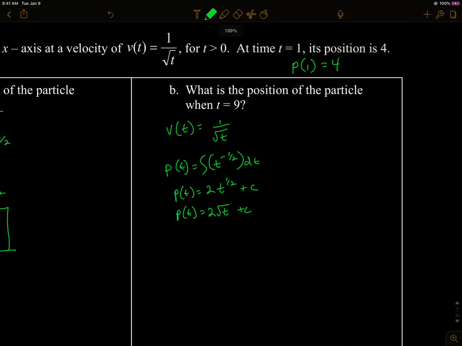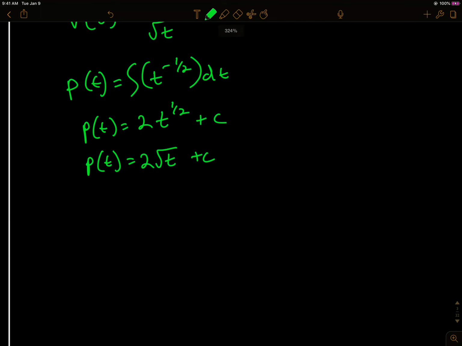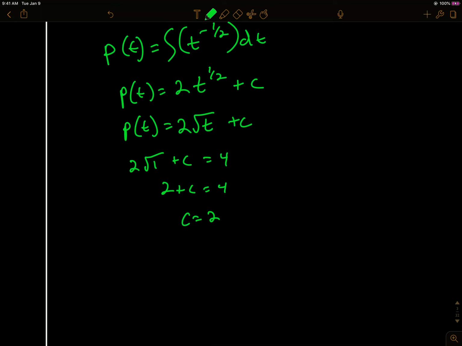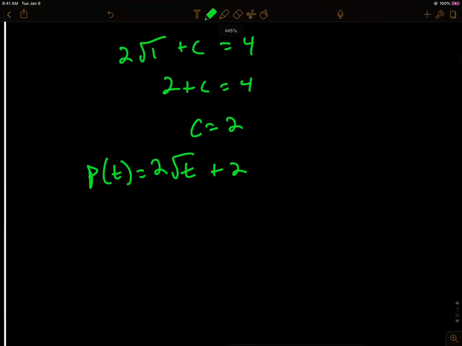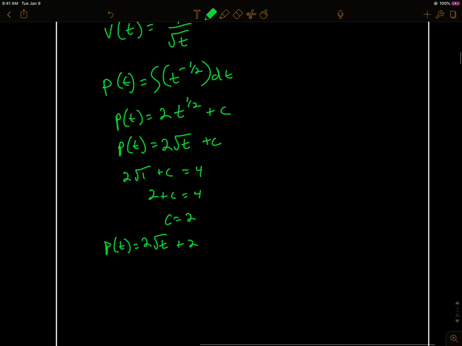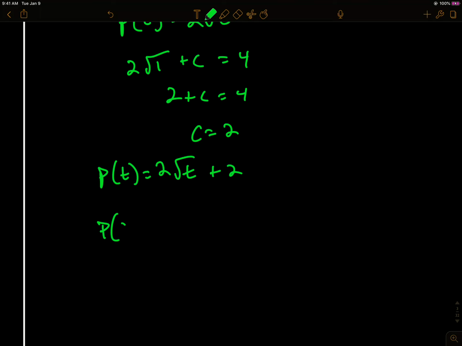And now I can use those conditions they gave me. P of 1 equals 4. So I get 2 plus c equals 4. C equals 2. So now I know that my position function is 2 root t plus 2. And now they want to know what's the position of the particle when t equals 9. So I plug 9 into my position function. I get 8. That's anti-differentiation.